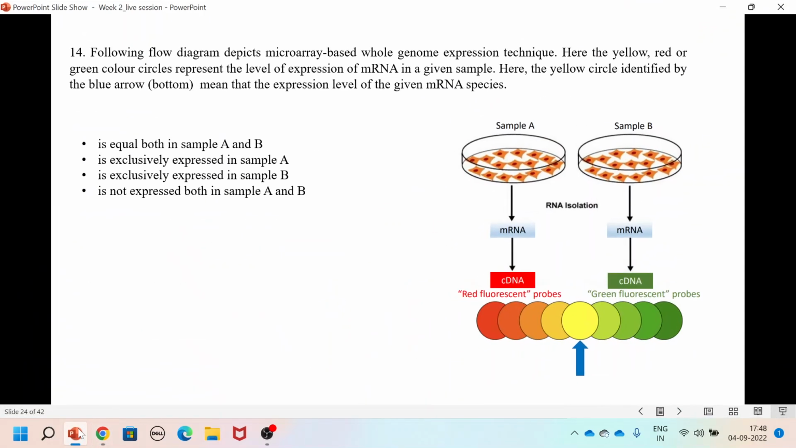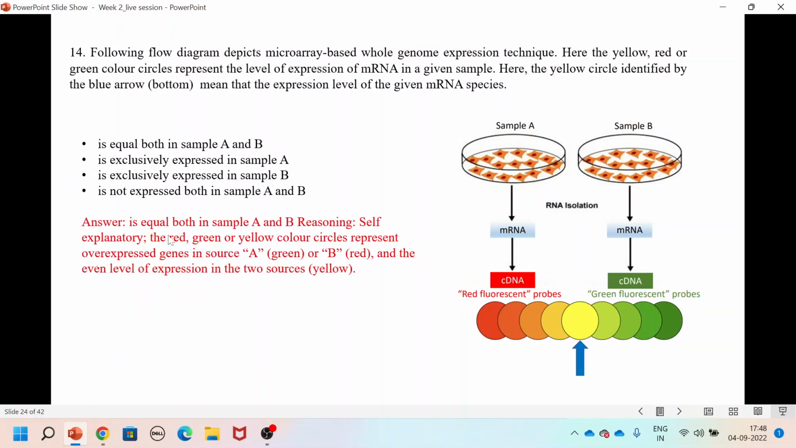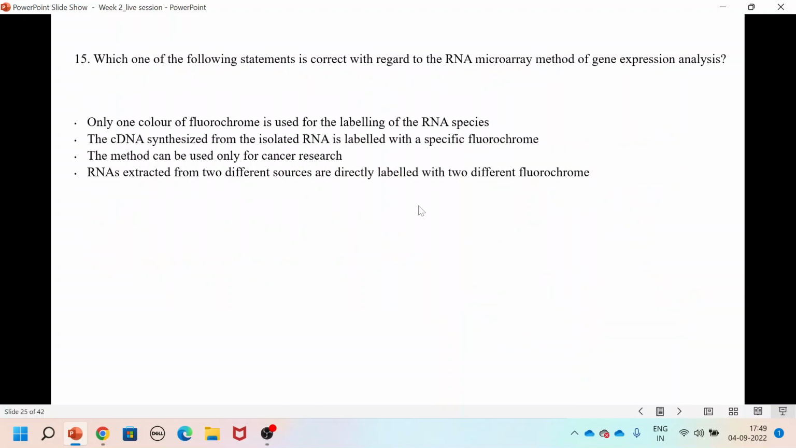Okay, so the correct answer is option A. It is equal in both samples A and B. The red, green, and yellow here depict the overexpression or underexpression based on the colors. And yellow here shows that in both the samples the gene is expressed, or the level of expression of the mRNA is similar.